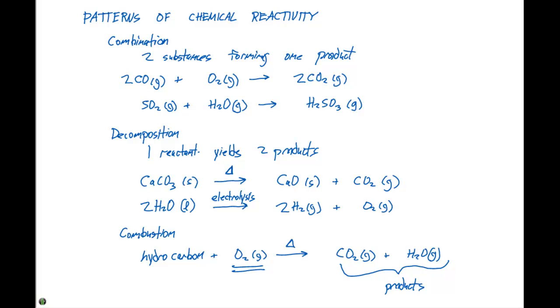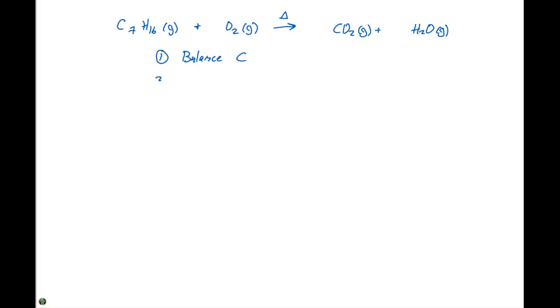So let's talk about how we might balance one of these combustion reactions. We'll give an example of C7H16 as a gas plus oxygen as a gas. If we heat these up, this is going to give carbon dioxide plus water. And again, remember, in a combustion reaction, we're always going to see oxygen as a reactant and CO2 and H2O as products. In these combustion reactions, I think taking the following steps would be important. One, you want to first balance the carbon. Second, you want to balance the hydrogen. And third, balance the oxygen.